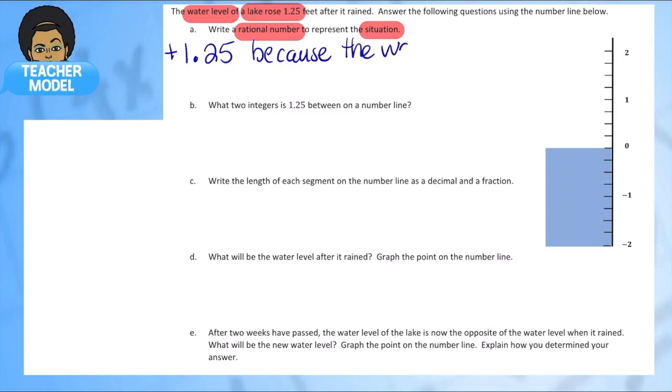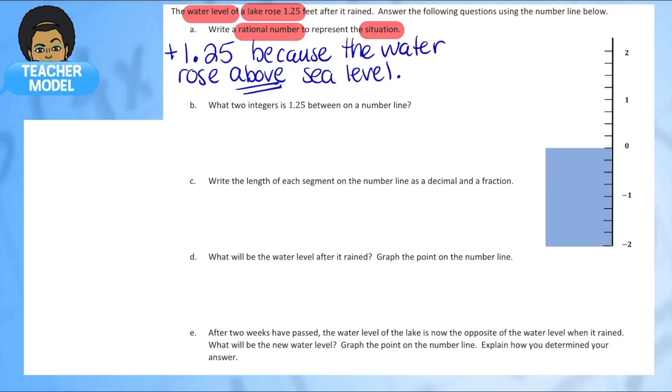So I'm going to represent it as positive 1 and 25 hundredths because the water rose above sea level. So that's the first part I'm going to do. Let's go to the next one.